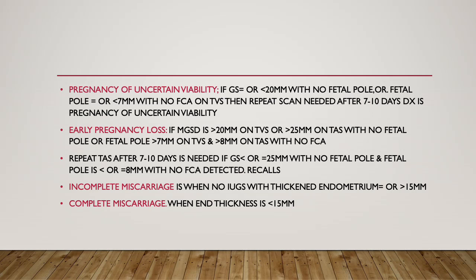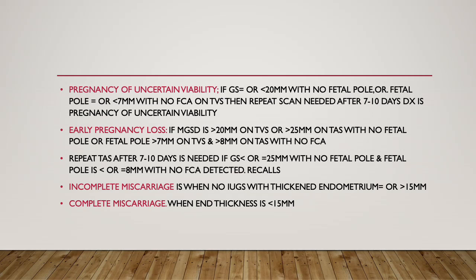Then early pregnancy loss. If the gestation sac is 20 mm as mentioned before, or on transabdominal scan it is more than 25 mm, or the fetal pole is more than 7 mm on TVS and more than 8 mm on TAS, transabdominal scan, with no fetal cardiac activity, then we can label it for the time being as early pregnancy loss, but it should be confirmed after 7 to 10 days by TVS.